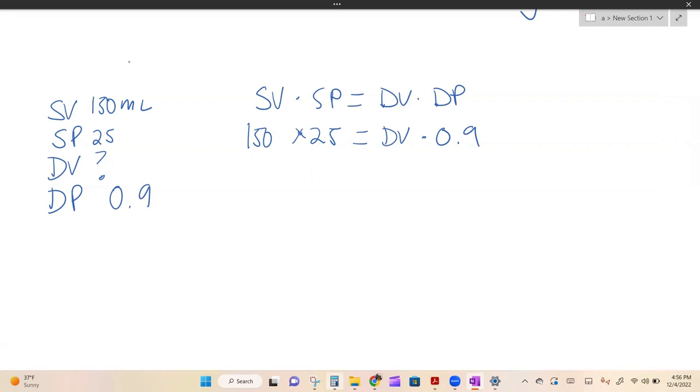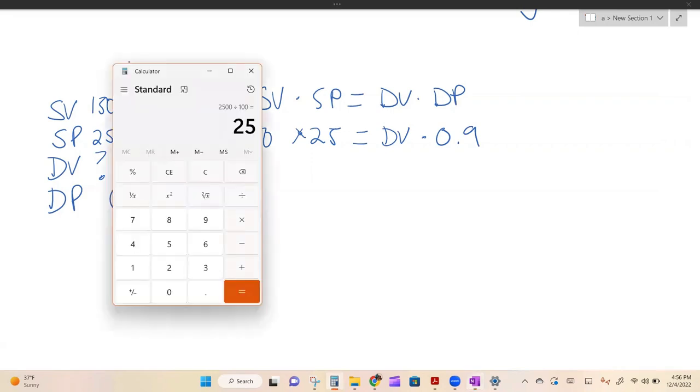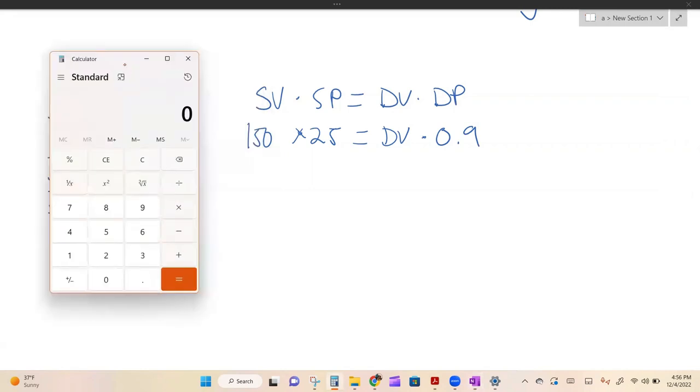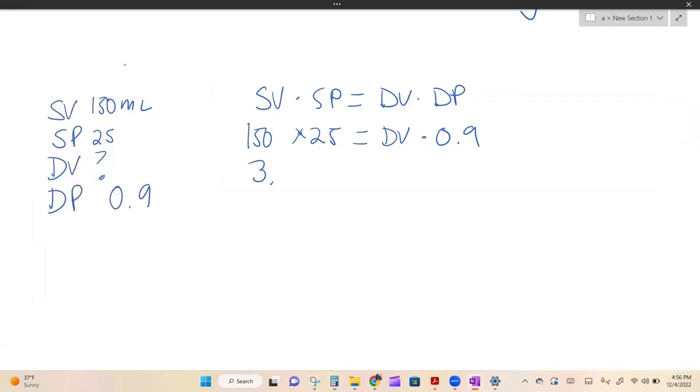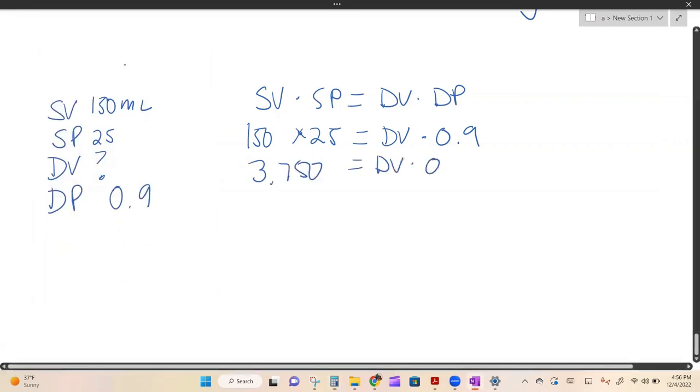So just like in the other problems, we want to take care of the multiplication on the side that has two numbers. So 150 times 25 is 3,750. And then I'm just going to rewrite the rest of the problem out.